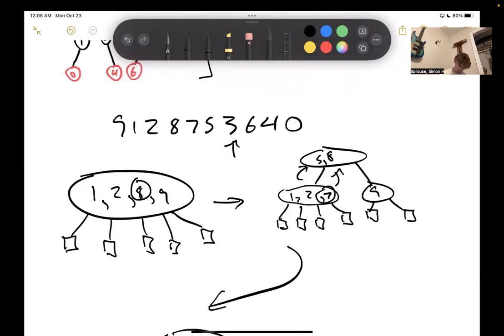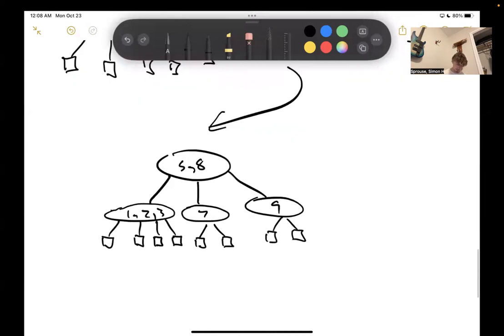Let's insert 6, and right away we can see this is going to be an issue, because 6, oh wait, no, 6 is fine. This is fine. I misled you.